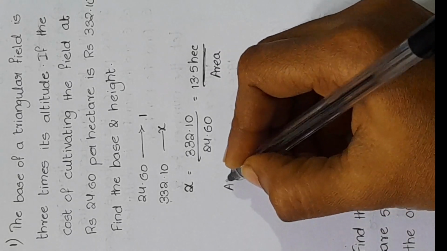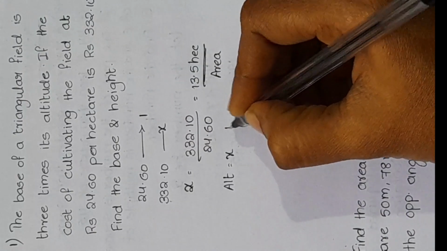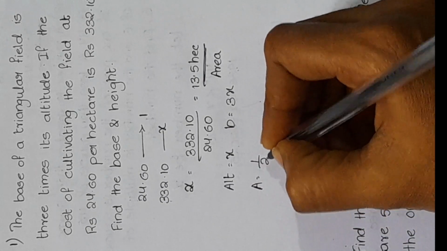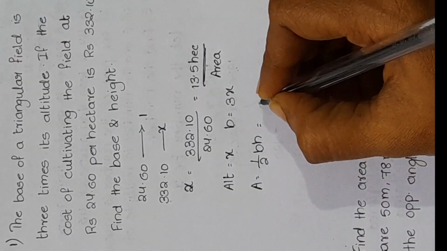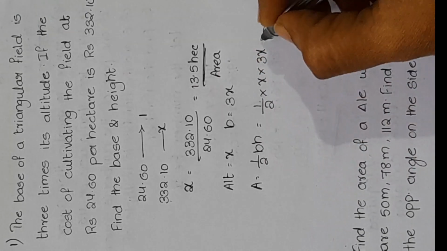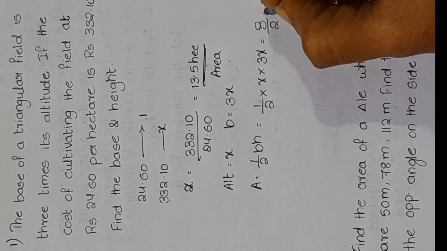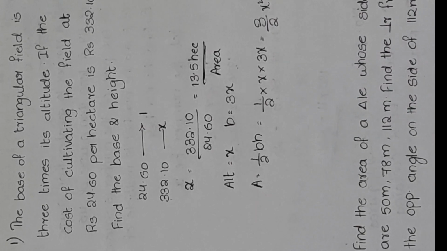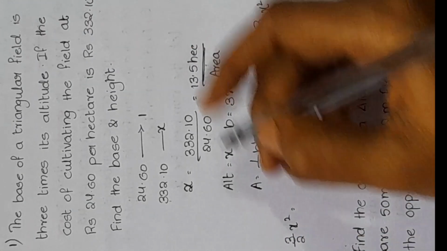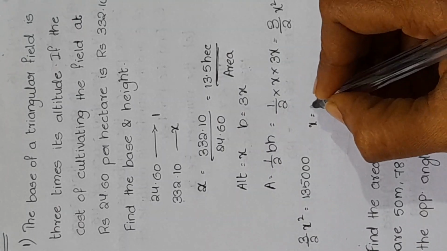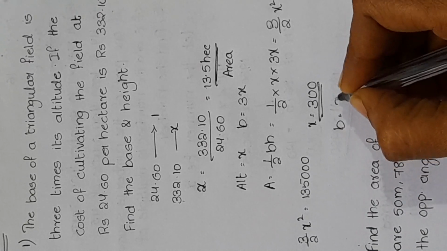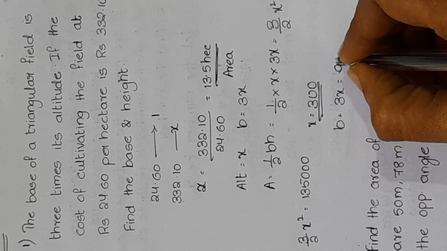Now from the question, altitude is equal to x and base is equal to 3x. Area is equal to half into base into height, which is equal to 1 by 2 into x into 3x, which is equal to 3 by 2 x square. 3 by 2 x square is equal to 13.5 hectares, which can be written as x is equal to 300, and base, which is 3x, is equal to 900.